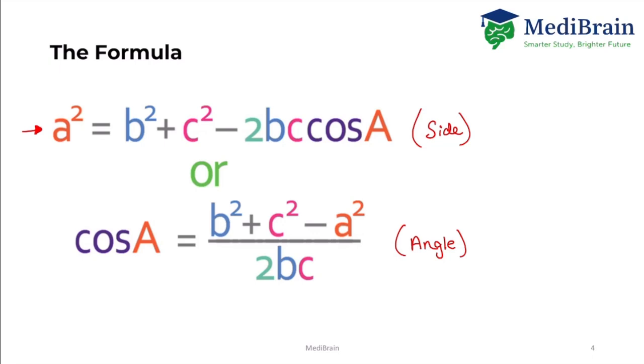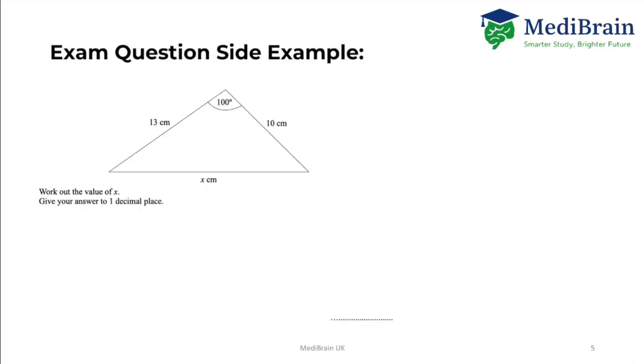Okay, so hopefully you've noted the formula down. It's a squared equals b squared plus c squared minus 2bc cos A. That's the formula to work out the side length in a triangle. And then if you've noted down, the angle formula is cos A equals b squared plus c squared minus a squared over 2bc. Okay, and we're going to come back to this angle formula after we've looked at the side formula.